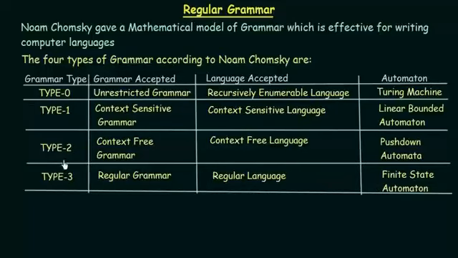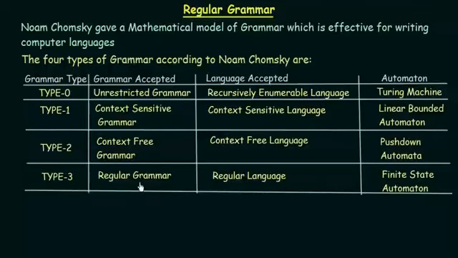Then we have type 2 grammar, in which the grammar accepted is context-free grammar, and the language accepted by type 2 grammar is context-free languages, which we will be studying in the following lectures, and the automaton used for designing this is the push-down automata. Then we have type 1 grammar, in which the grammar accepted is context-sensitive grammar, the language accepted is context-sensitive language, and the automaton used is the linear bounded automaton. And then we have type 0 grammar, in which the grammar accepted is unrestricted grammar, the language accepted is the recursively enumerable language, and the automaton used is the Turing machine.